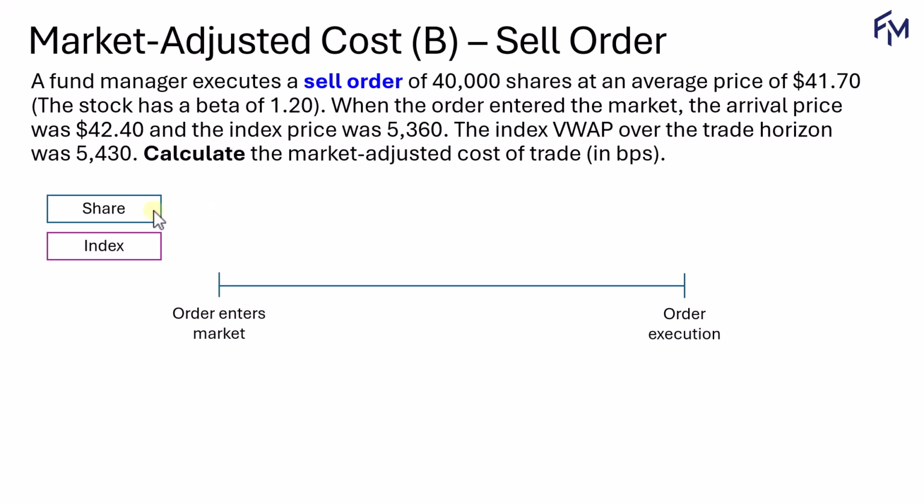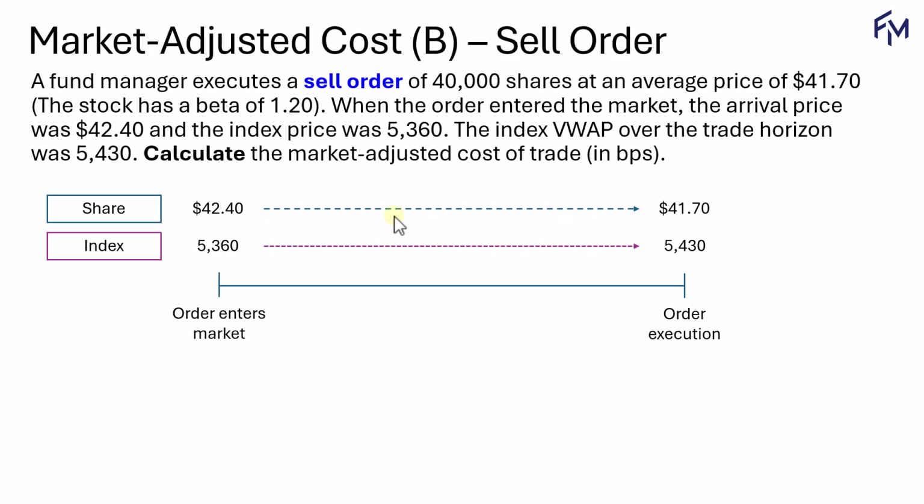So for the shares, the arrival price is $42.40 and the execution price is $41.70. So they sold the shares at a lower price. And at the same time, the index actually appreciated from 5,360 to 5,430. So now we'll repeat the same process.